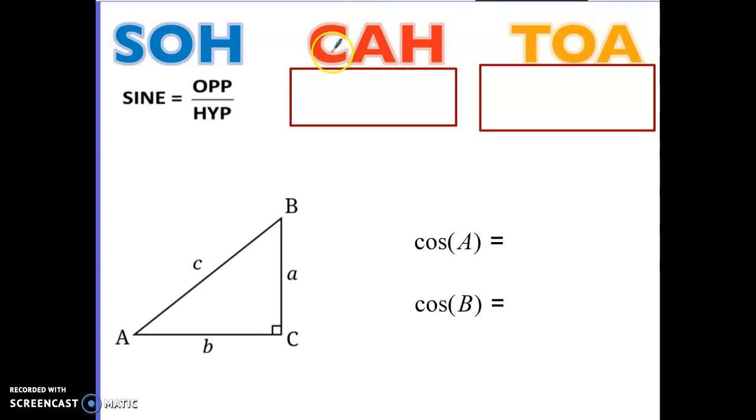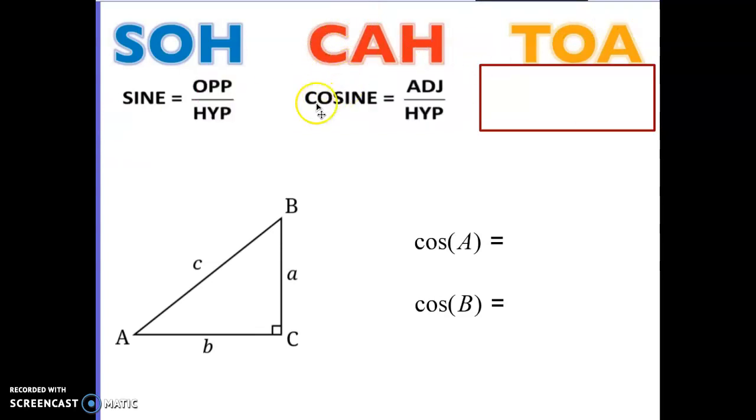All right, the next one, CAH. What that stands for is cosine, adjacent, hypotenuse. C for cosine, A for adjacent, H for hypotenuse. So pause the video, write that down.